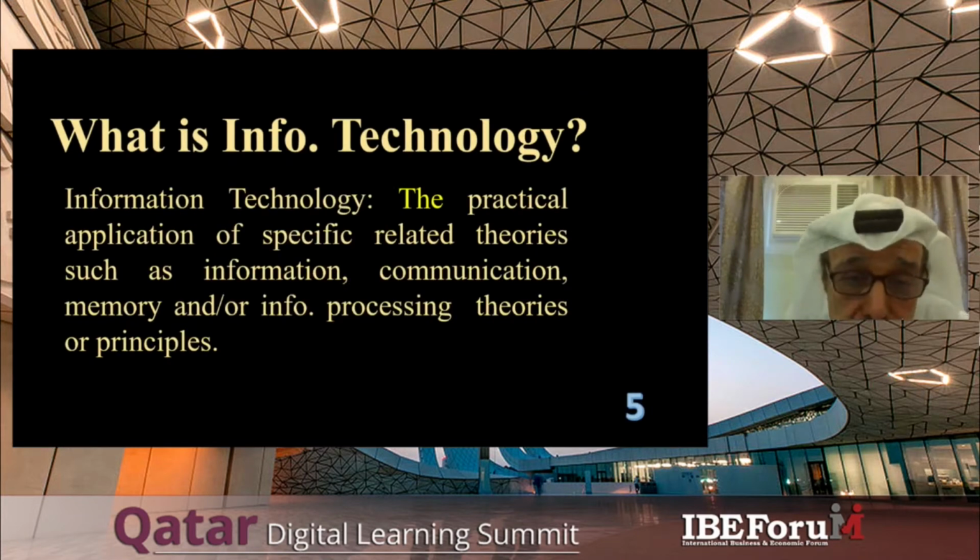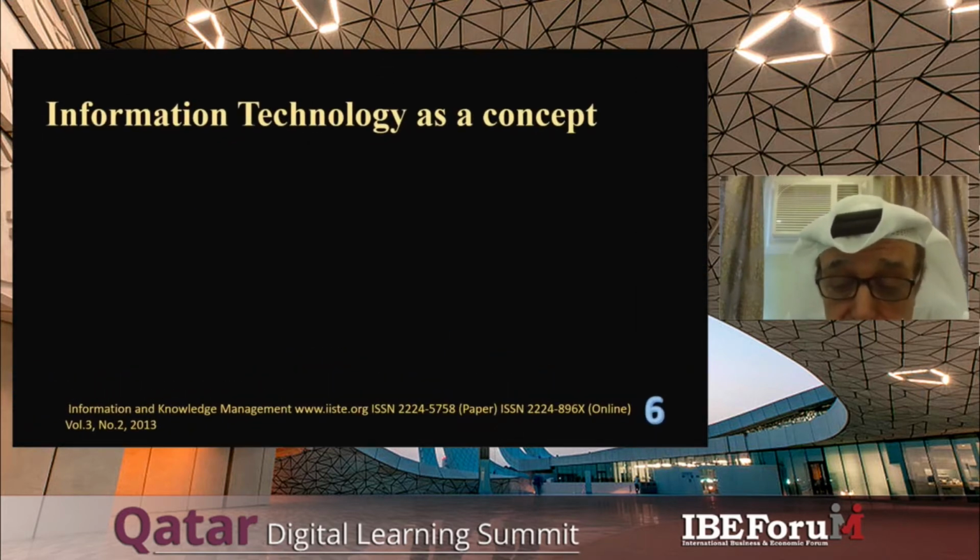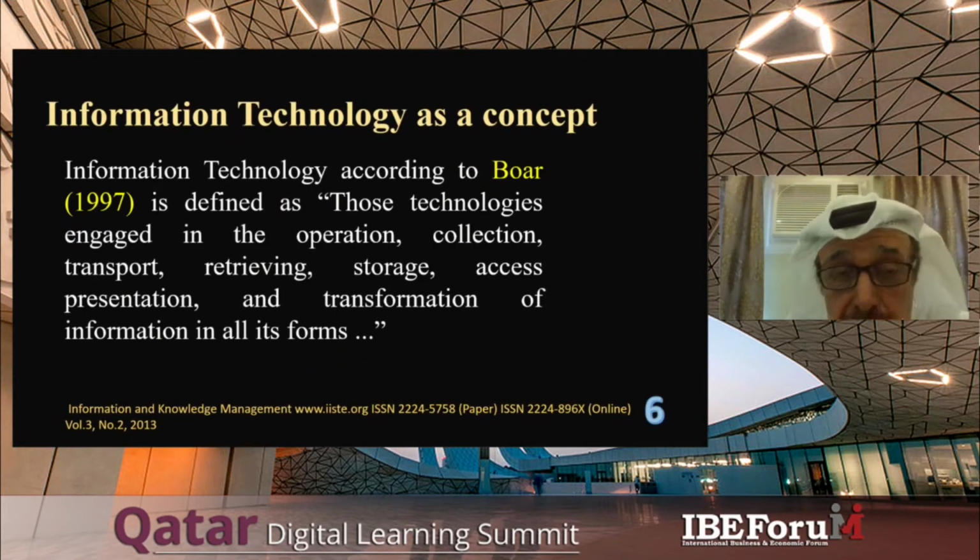Information technology, based on the definition of technology, is the practical application of what? Of specific related theories, such as information, communication, memory, information processing, and all related theories or principles. This is information technology, which deals with information. So all the theories for information and communication should be applied to get information technology.